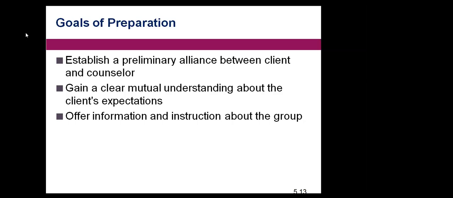And they offer information and instruction about the group. Information and instruction about the group is very, very important. They shouldn't just jump into it without having prior knowledge of what it is all about. So it is up to the counselor to be able to provide them with adequate information and instruction so that they can function well.